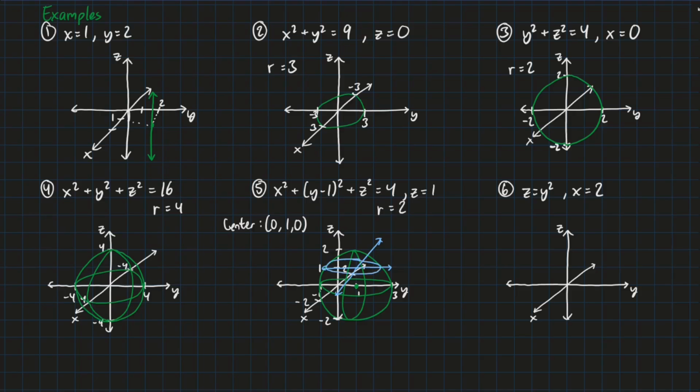For number 6, z equals y squared with x equals 2. So z equals y squared is a parabola along the zy plane. And then x is equal to 2, so we would have to move forward 2 spaces along the x-axis, and then we would have our parabola.